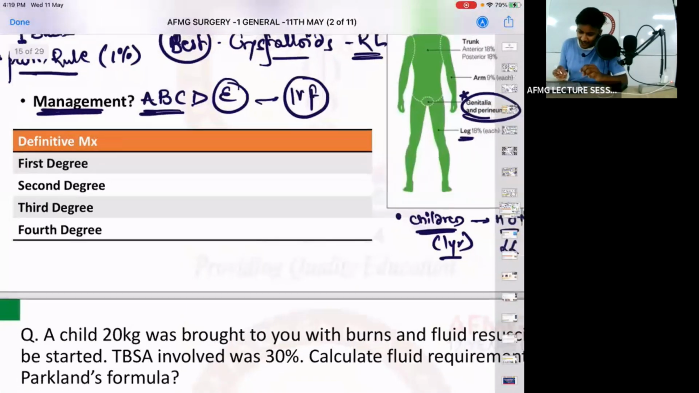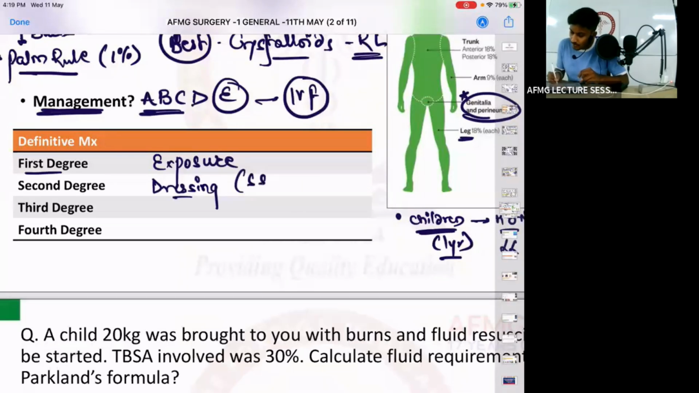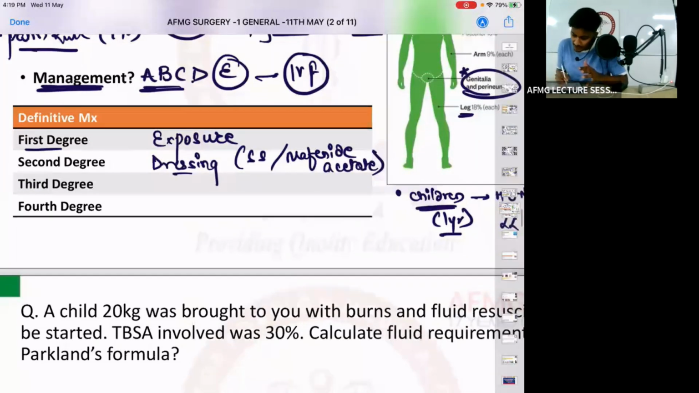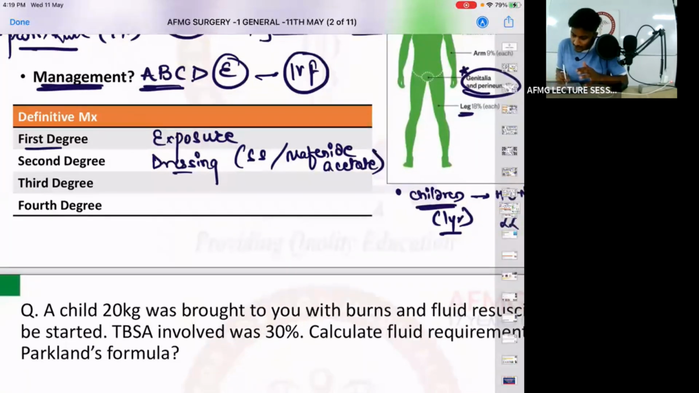Then definitive management for first degree, tell me quickly. Exposure. For second degree, with which agent? Silver sulfadiazine, or for eschar we can use mafenide acetate. Cerium nitrate is the best one, but if you can't remember that, then fine. Third degree we will do skin grafting. Third and fourth degree.